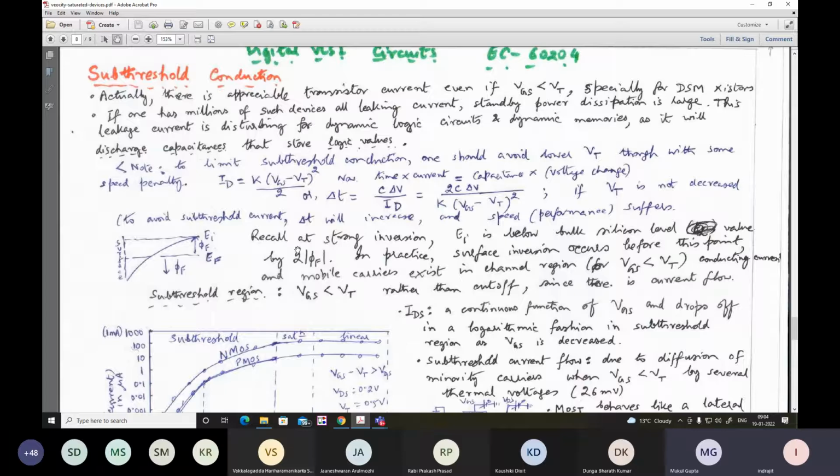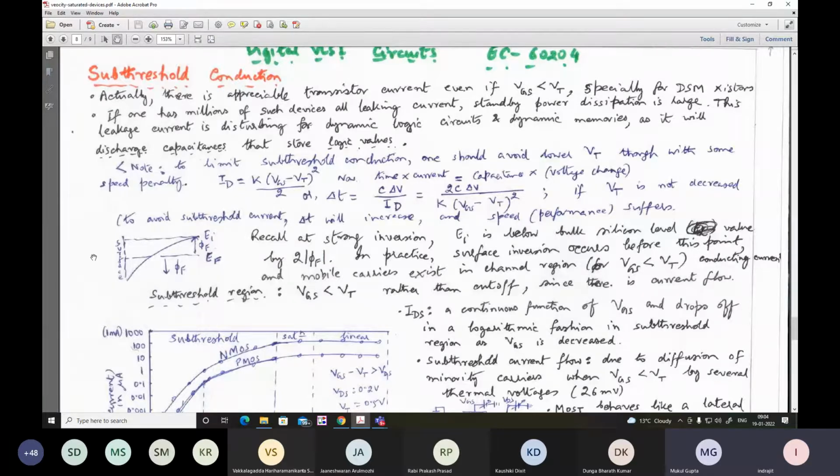That means this band bending is not that much. So this band bending will occur with higher and higher values of VGS, right? The threshold voltage we define to be the gate to source voltage for which the band bending at the surface is equal to whatever we see in the bulk. But weak inversion means some voltage lower than that.